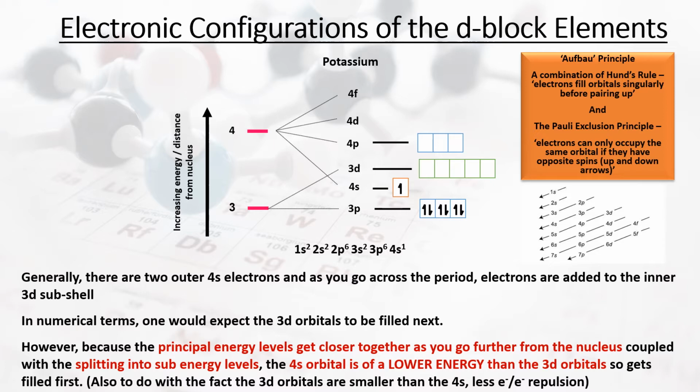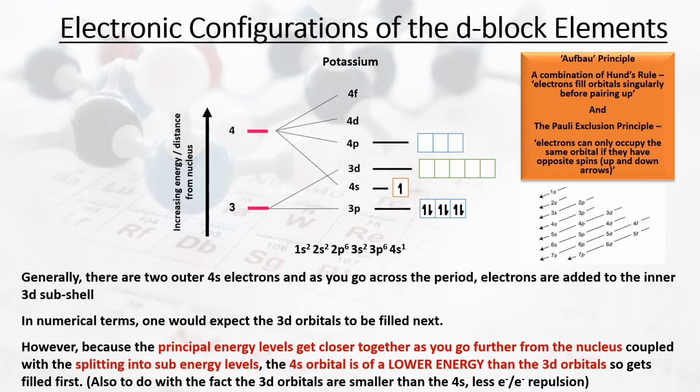Combine that with the fact that we're splitting these quantum shells, these levels, into sub-energy levels, into the different orbitals, the s, the p, the d orbitals. It actually means that the 4s orbital is of a slightly lower energy than the 3d orbitals, and so it gets filled first.